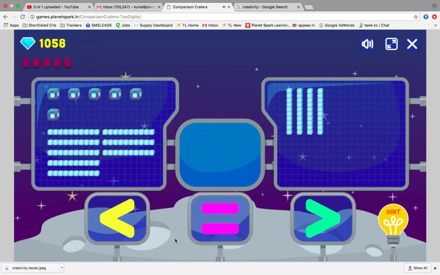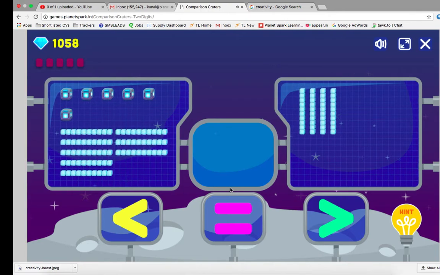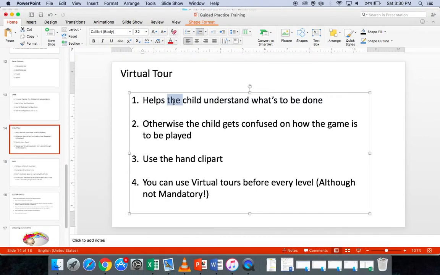Now, imagine if there were no virtual tour and you just saw the screen when the game started. How would you even understand what is to be done? So it is extremely important for us to have a virtual tour. It helps the child understand what's to be done. So that's why we have a virtual tour. Otherwise, the child will completely get confused about how the game is to be played.